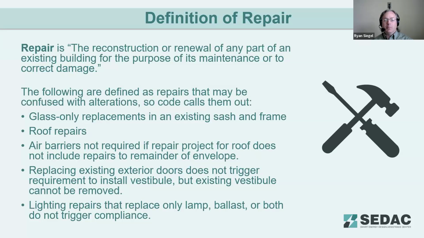So a glass only replacement in an existing sash and frame, that would be a repair. If you replace the window, including that sash and frame, that's going to be an alteration. Similarly, roof repairs, and noting if you're doing a roof, an air barrier is not necessarily required if you're not going to be touching the rest of the envelope as part of that. And replacing exterior doors doesn't trigger a requirement to install a vestibule, but if a vestibule is required, you can't remove an existing one for that.